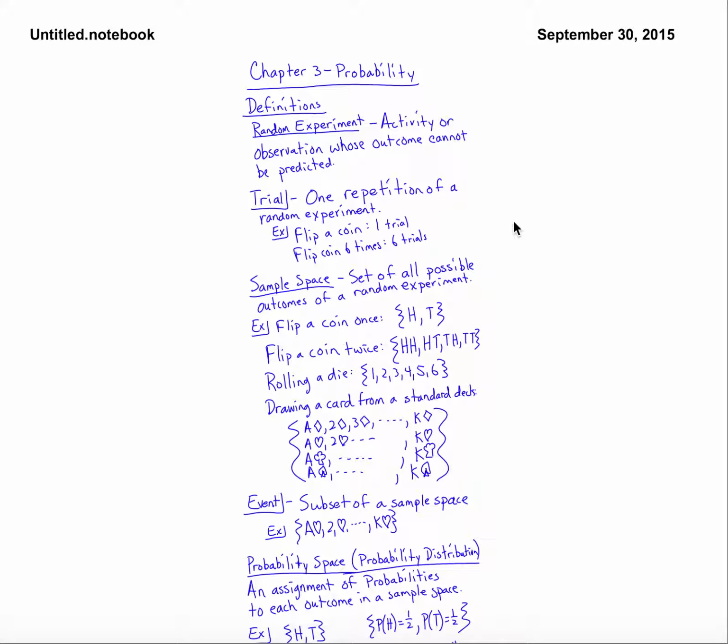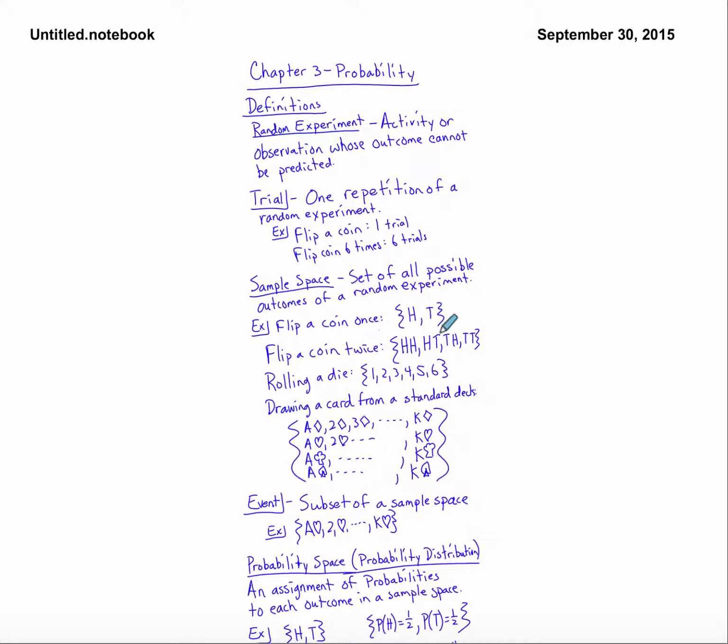So a trial is a repetition of a random experiment. If I flip a coin one time, it's one trial. If I flip a coin 6 times, it's 6 trials. What we like to deal with a lot is what we call our sample space, which is a set of all possible outcomes of that random experiment. So when I flip a coin, notice I can get either a head or a tail. So my sample space would be listing head and tail.